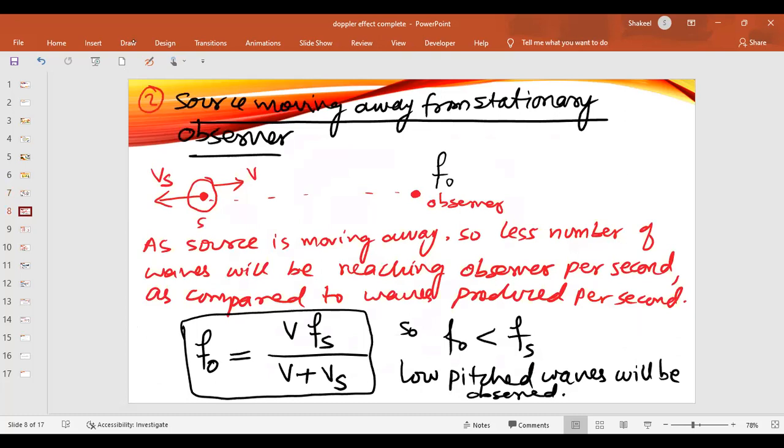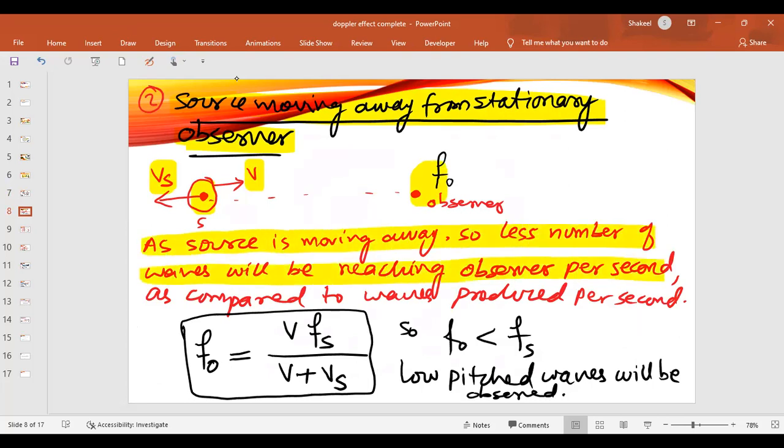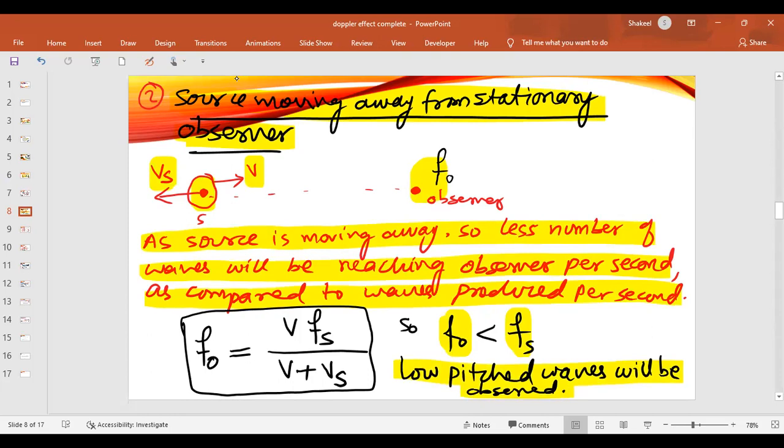Okay, now the second case, we have to finish this topic. It will take another 5 minutes. So, source moving away from the stationary observer. A case can come that this source, which is producing waves traveling with speed v, is moving opposite to the stationary observer with a speed vs. As the source is moving away, fewer waves will reach the observer per second as compared to waves produced per second. So the observer is going to observe a frequency less than the actual frequency, a low pitch sound wave. When a low pitch wave is there, of course, F0 should be less than Fs. So that's why a positive sign should be there.